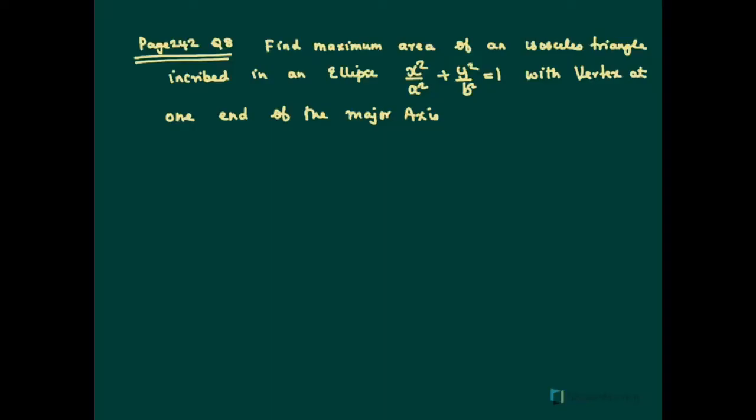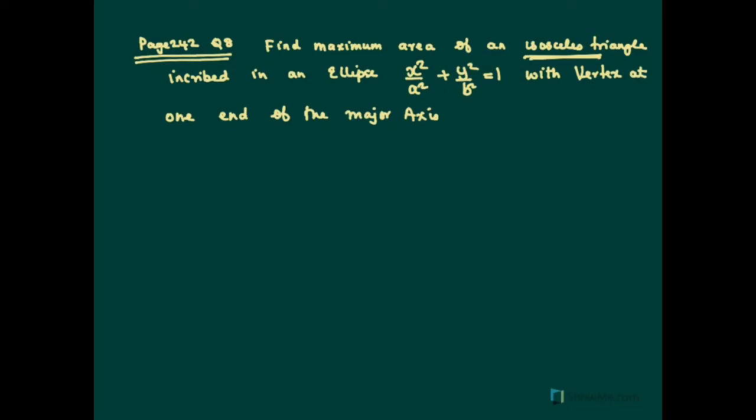Find the maximum area of an isosceles triangle inscribed in an ellipse x square by a square plus y square by b square equal to 1, with one vertex at one end of the major axis. So here we are talking about an isosceles triangle that is going to be inscribed in an ellipse.